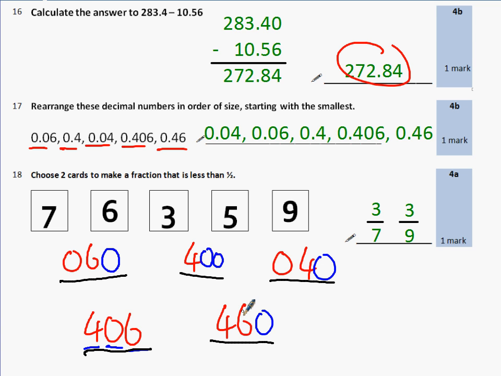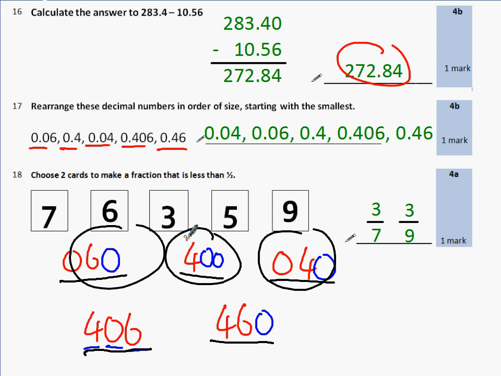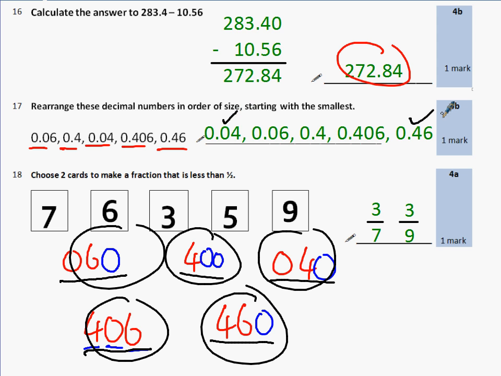Okay, so I'm not cheating. I've just in effect multiplied everything by 1,000. Okay, well, it's not going to be too difficult to see which one's the smallest. This one's the smallest, then this one, then this one, then this one, and then this one. But of course when you write the answers, don't write 040, don't write 460, don't write 400, write the decimal number as it was in the question. So 0.04 is the smallest, 0.46 is the biggest.